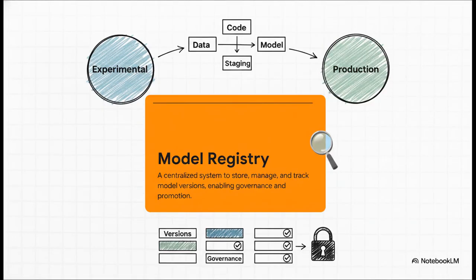Now, a model registry takes that versioning idea and builds on top of it. Think of it like a centralized hub, a command center for managing all your models. It provides the governance you need to promote them through different stages, from experimental to staging for testing, and then finally, the big one, to production for release.